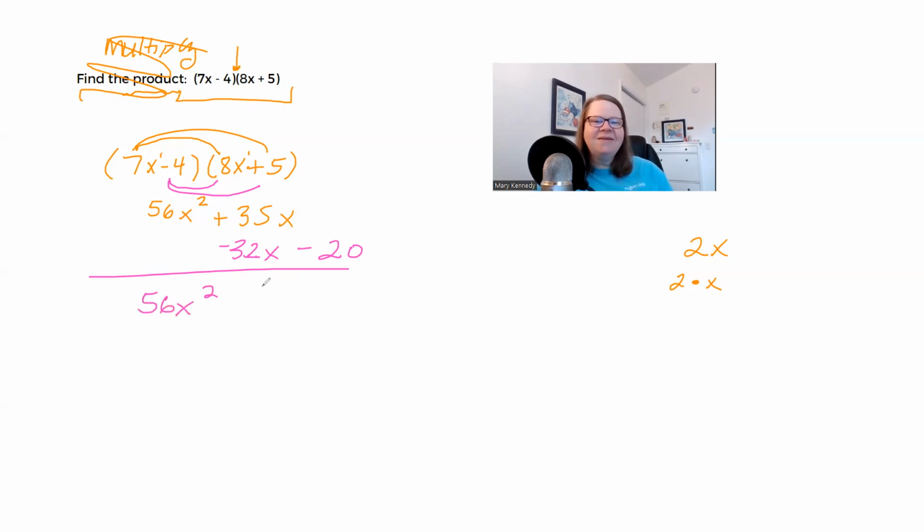And now it's easy for me to see these are my like terms. These are the ones I put together because they're both just x's. 35 minus 32 is 3x, positive 3x. And then I have a minus 20. So it's easy for me to see I don't have anything to combine with the x squared. I don't have anything to combine with the number. That's it. So that's my answer.